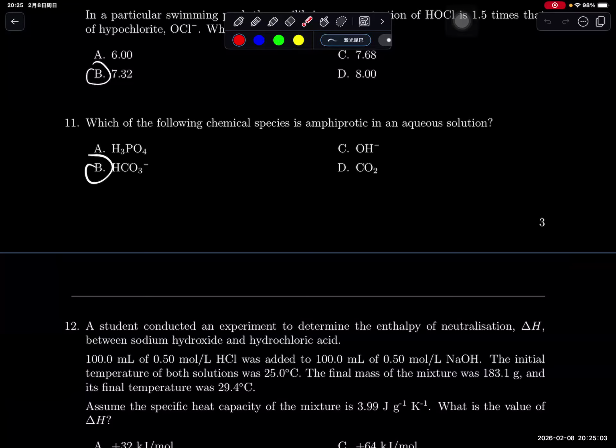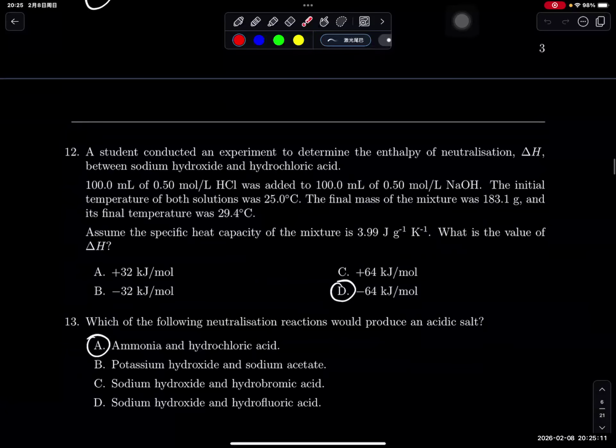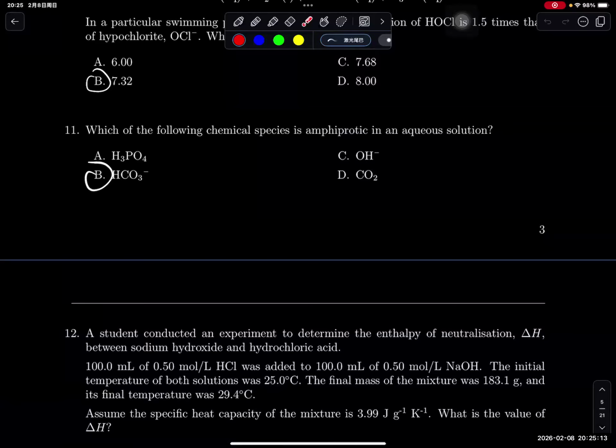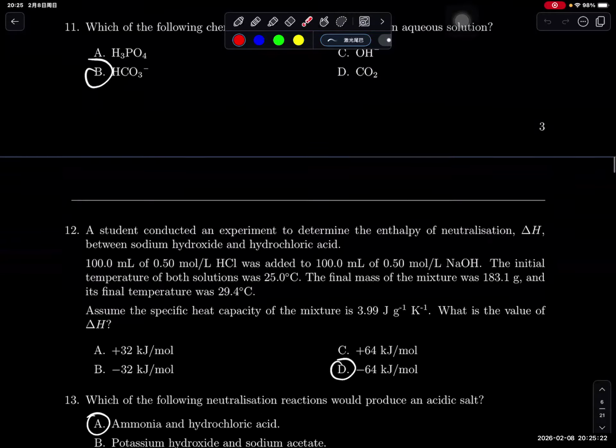Question 11, which of the following chemical species is amphiprotic in an aqueous solution? There it is. B is the right answer. The other, A, is only an acid, C is only a base, D is only an acid, okay? Well, D is an acid not because it can donate a proton, but because it reacts with water to form carbonic acid, which is an acid.